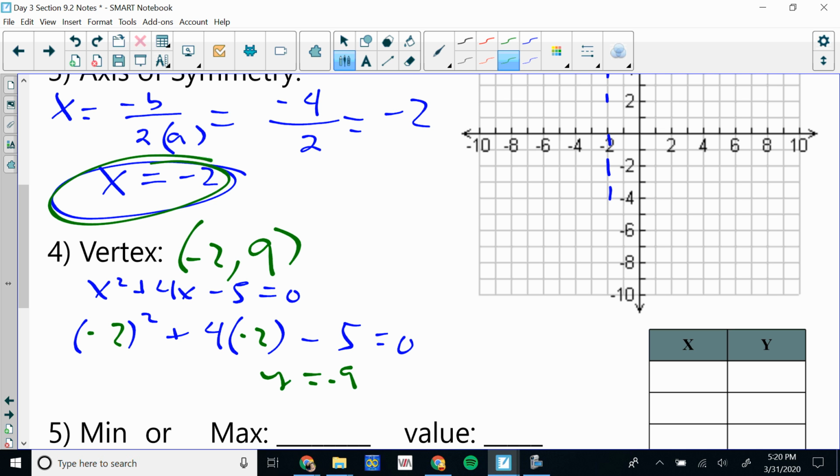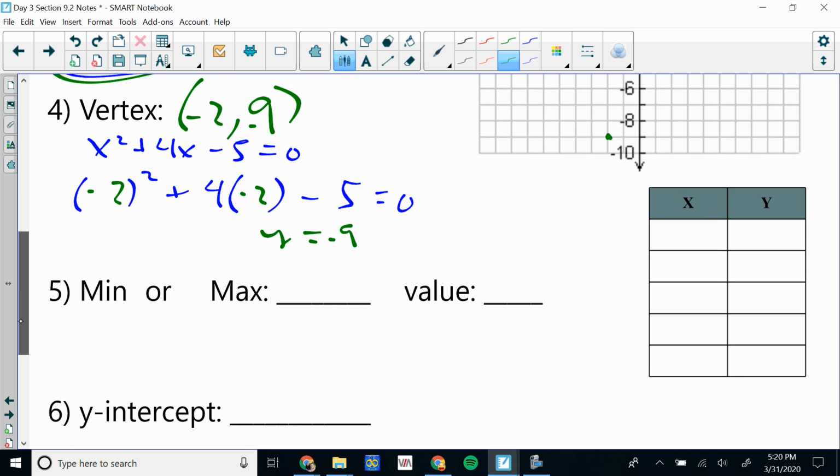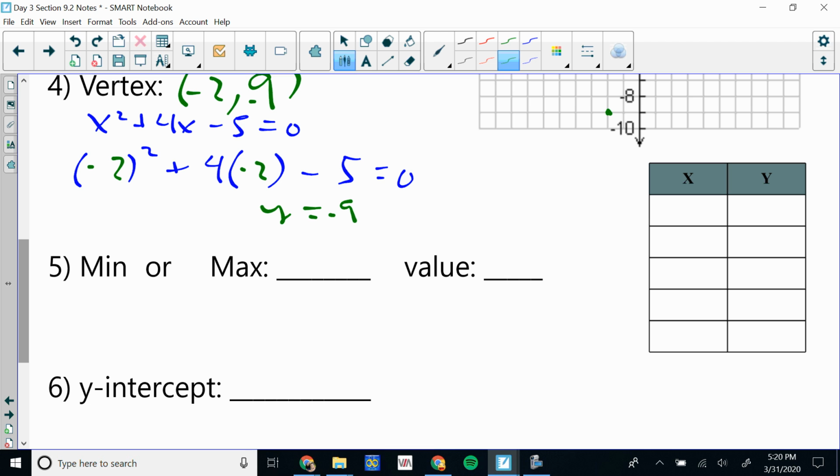Oops, yeah, negative 9 for both of those. I'm sorry, negative 9. So again, if I were to graph that over on my graph here, negative 2, negative 9 is way down here.